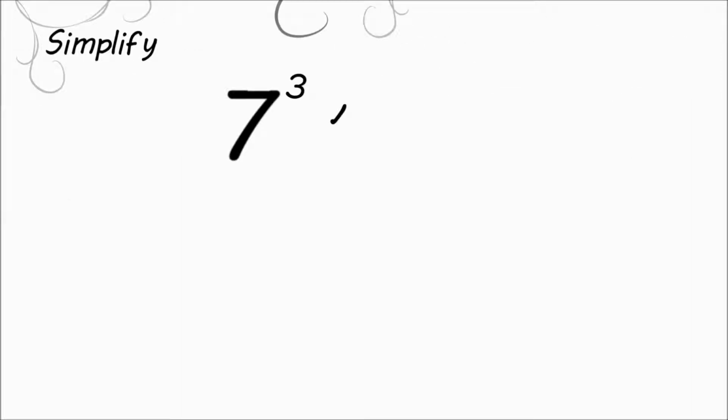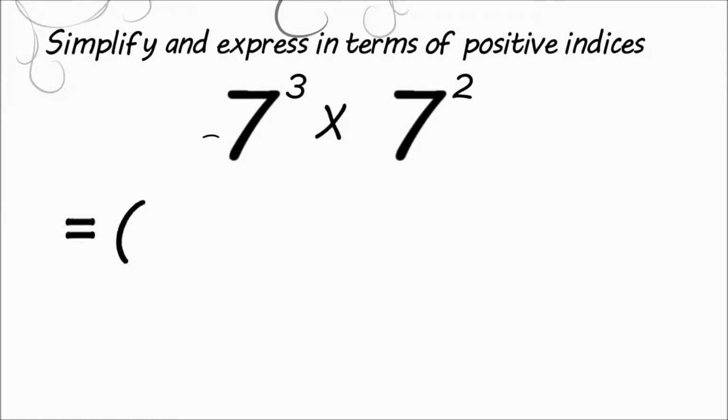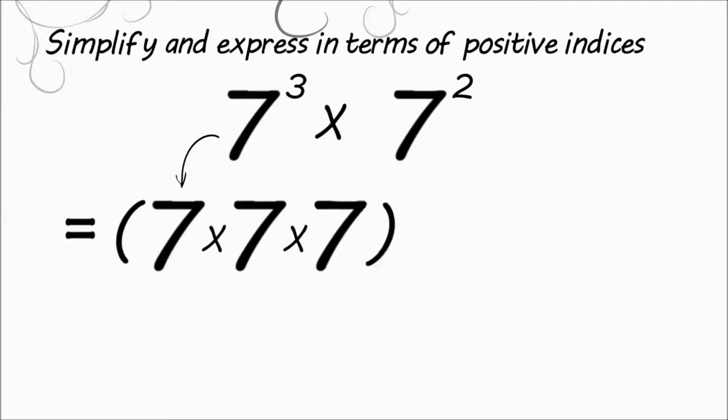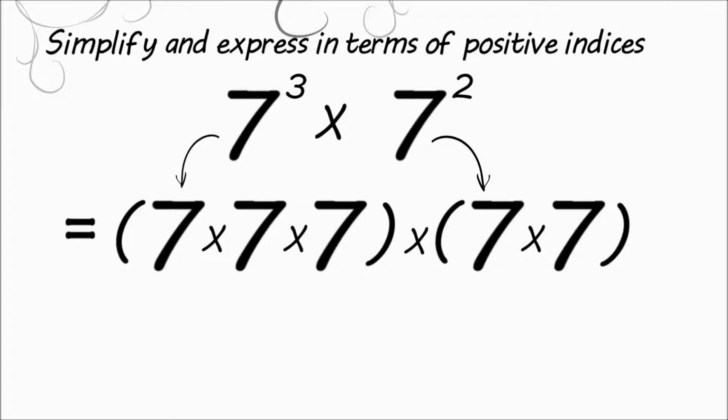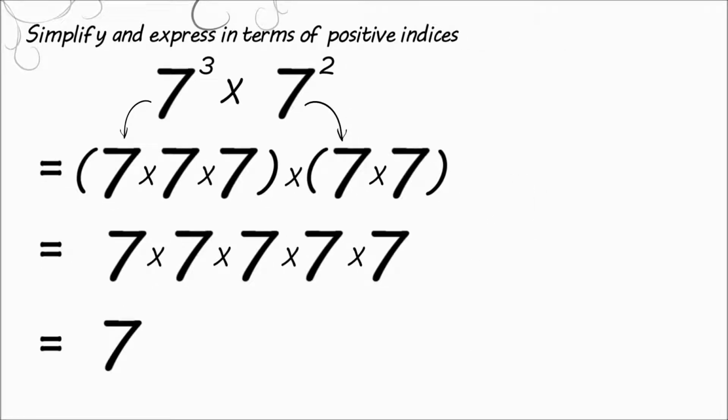Now, let's say we are asked to simplify 7 cubed times 7 squared and express it in terms of positive indices. We learned that 7 cubed is actually 7 times 7 times 7, and 7 squared is simply 7 times 7. This is equivalent to a product of 7s, and it would look like this. Now, how do we simplify this? It will be 7 to the power of 5, because there are 5 7s. 1, 2, 3, 4, and 5.